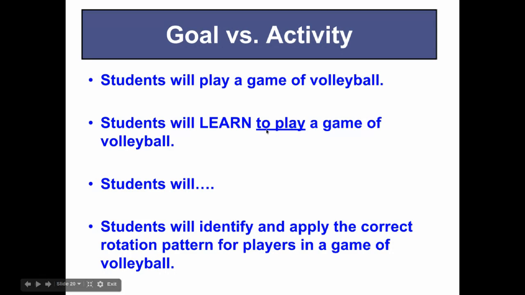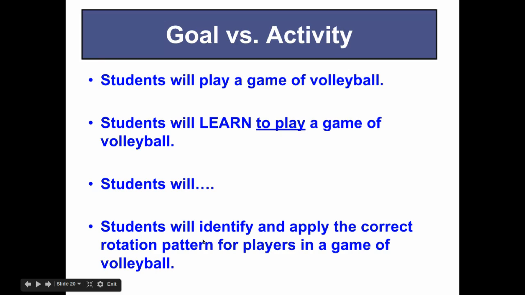Remember, you're writing a lesson plan for one class period. How could we fix this? Well, we'd have to break it down to something much more clear and something much more specific. And we'd have to use some measurable verbs. How about: students will identify, there's a measurable verb, and apply, another good measurable verb, the correct rotation pattern for players in a game of volleyball.